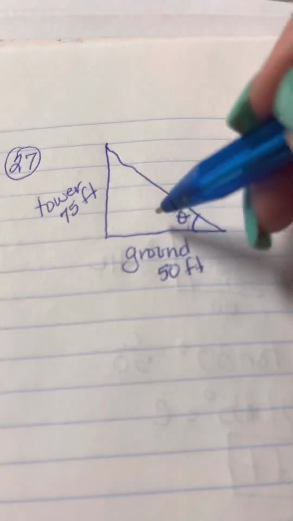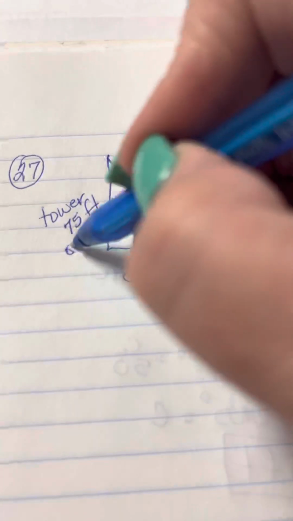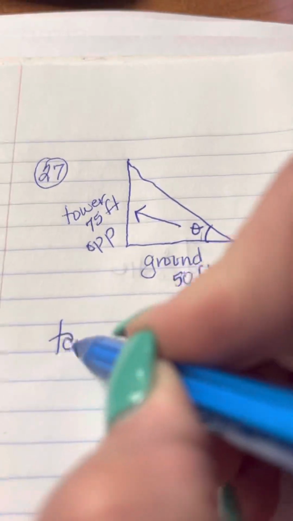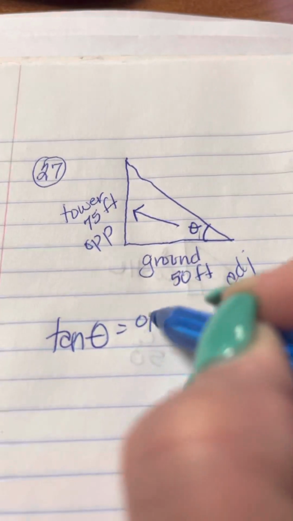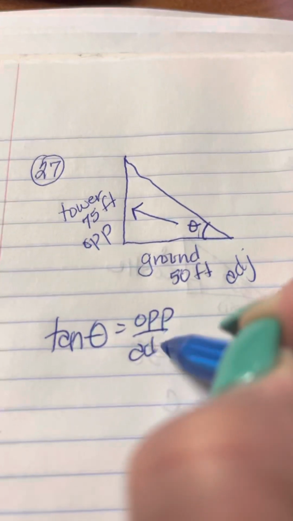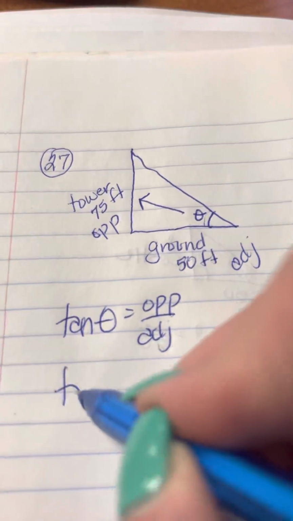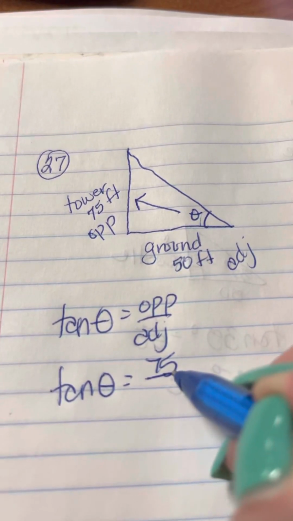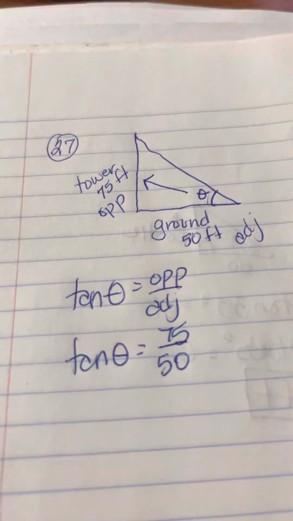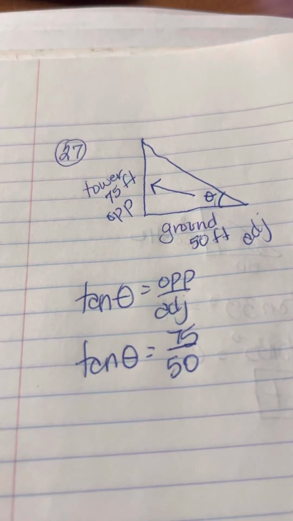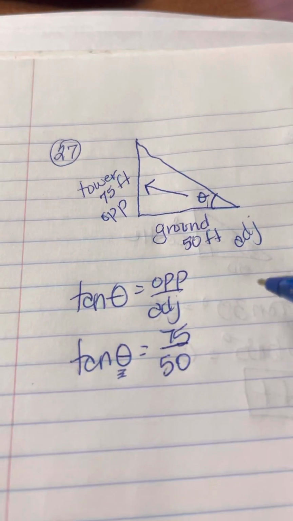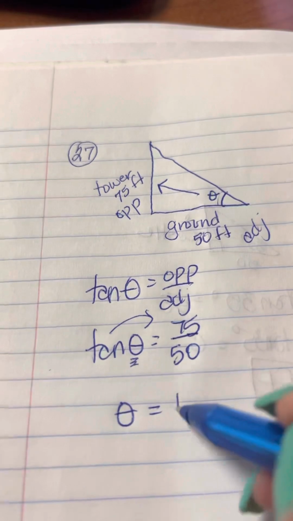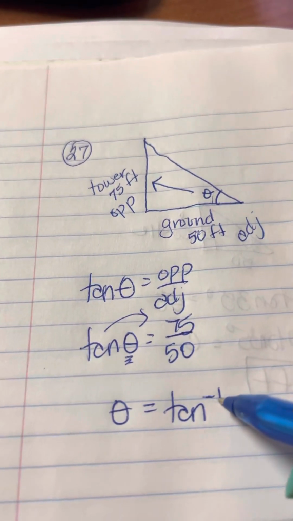So looking here, I have opposite and adjacent. So tangent of theta equals opposite over adjacent. Go up there, plug in what I have. I don't have theta. I do have the opposite. I do have the adjacent. Step back, look at the problem. I want to get theta by itself, so I want to move tangent to the other side. In order to move tangent to the other side, I have to do the inverse.